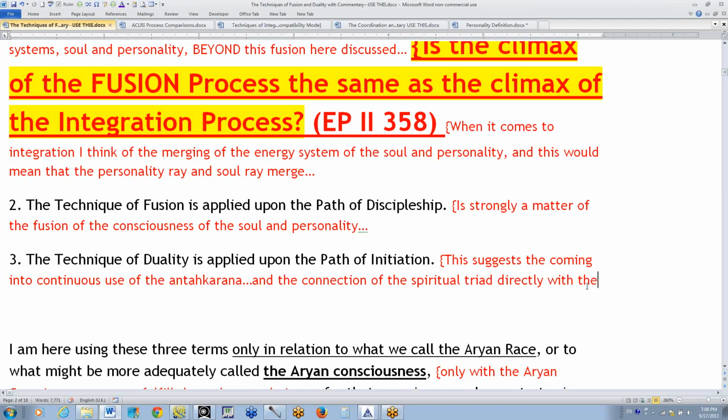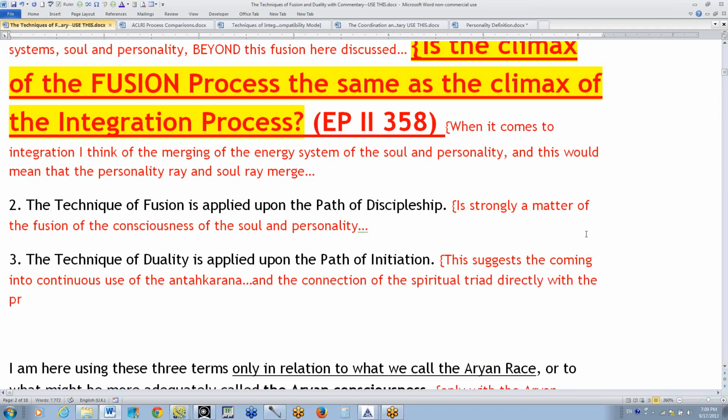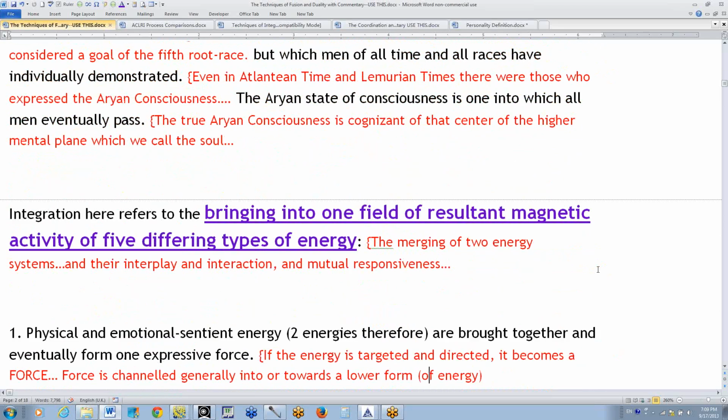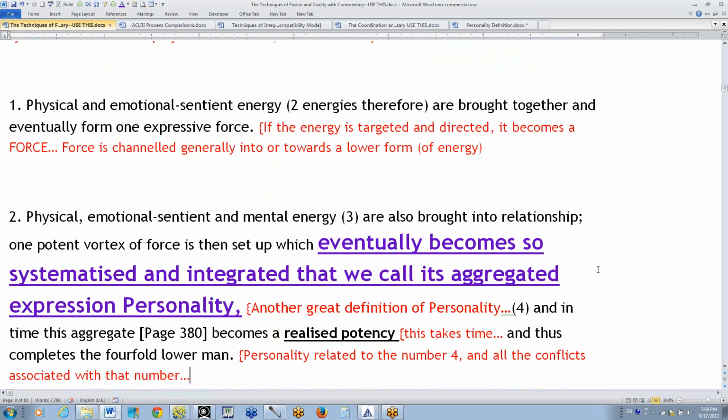So, connection of the spiritual triad directly with the personality. Okay. So can it be that the technique of duality is applied even beyond the fourth degree towards the retraction of the antikarana in the stage of mastership? Maybe. And that antikarana in a way could continue in a certain way all the way into the monad itself at the sixth degree. These things are speculations, but I offer them for consideration.